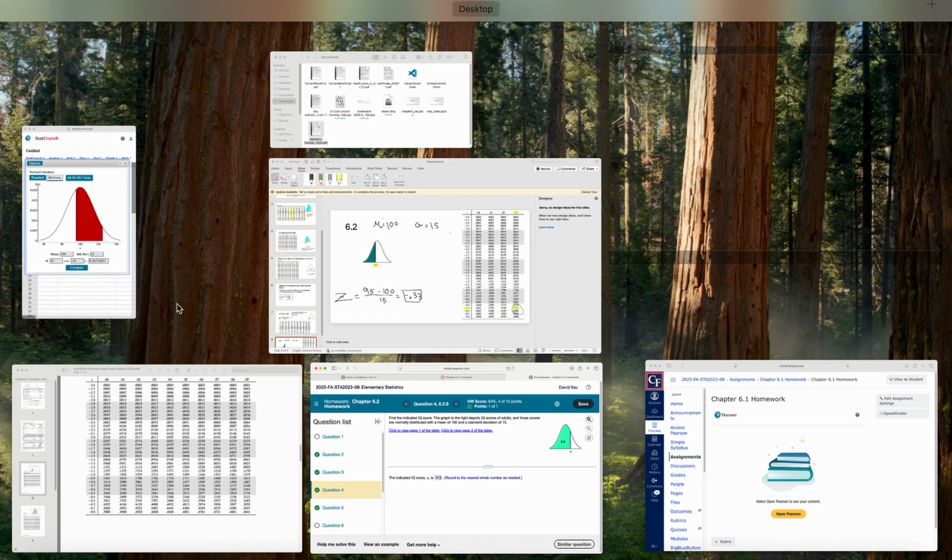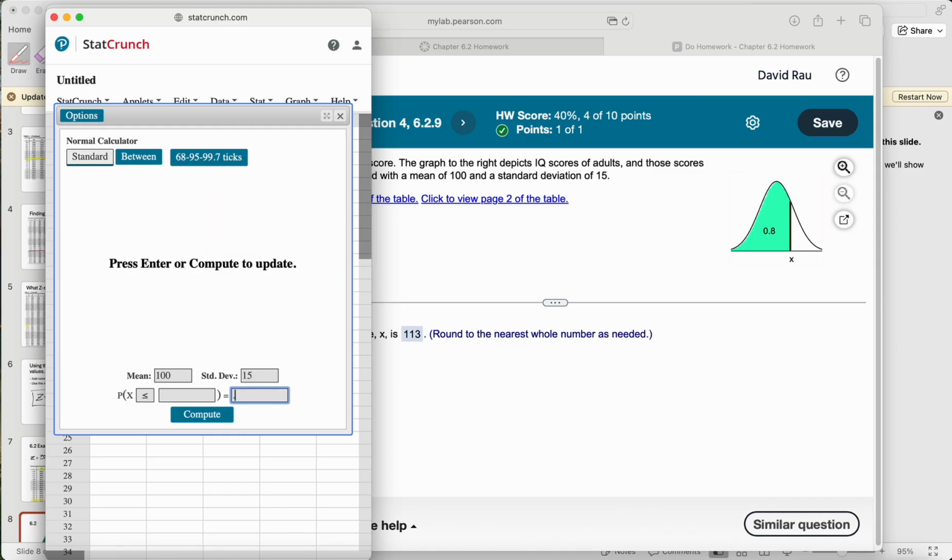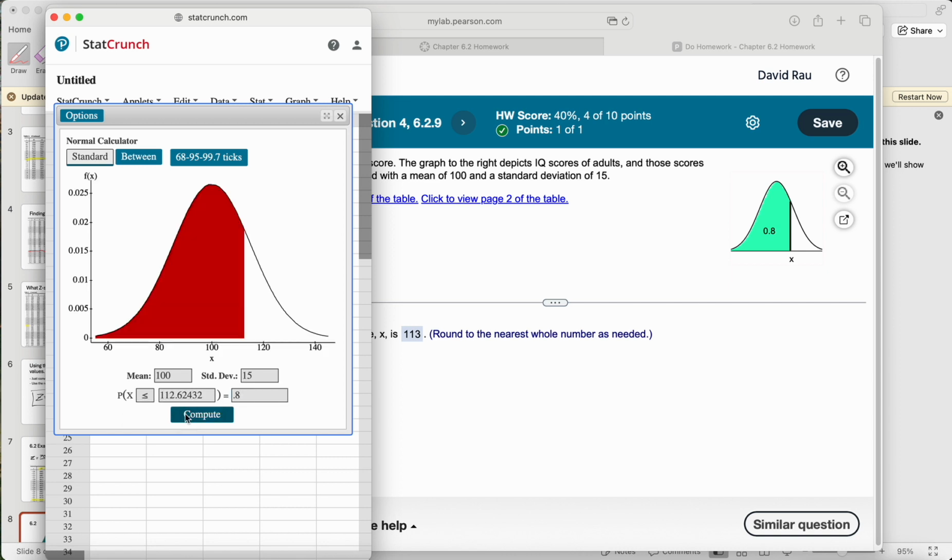This one will be fun to do the opposite way, and that would be the other piece of advice: challenge yourself. This one still is a mean of 100 and a standard deviation of 15, but this time you're given the area. So I want this to be 0.8, and I want the area left of that. I want still the less than or equal to, and I can compute that, and I get about 113 when I round to the whole number.